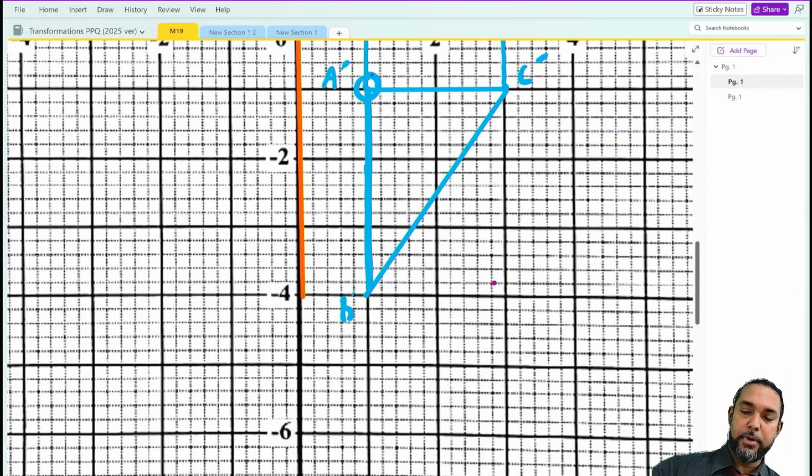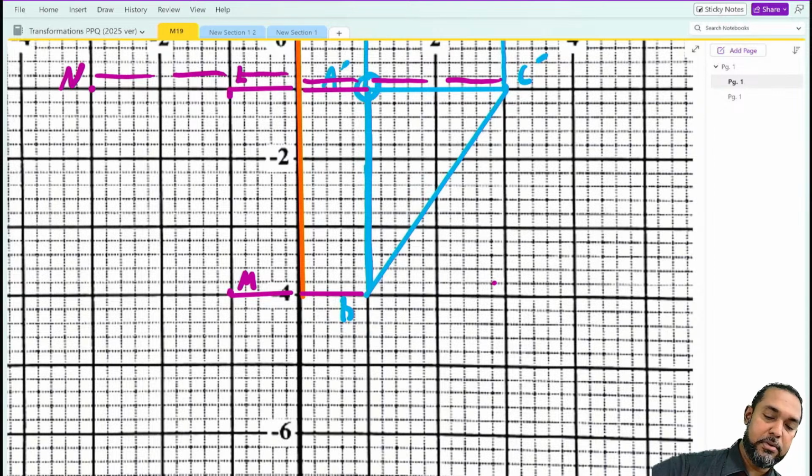Point A is how far away from the orange line? 1. So its reflection would be on the other side there. We could call that A double prime, but it said LMN, so let's use L here. What about B? How far is B from the mirror line? Also 1 unit, so its reflection would also be 1 unit on the other side. What about C prime? 1, 2, 3. So its reflection will be 1, 2, 3 perpendicular units away, and that's N. All we have to do now is close it up.